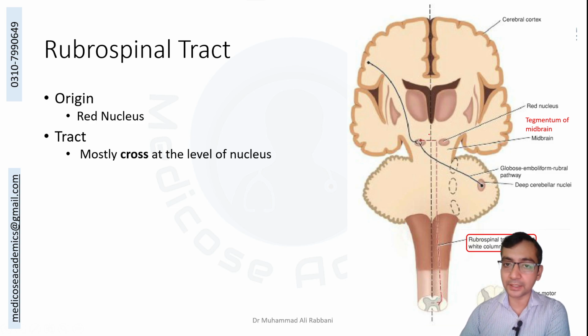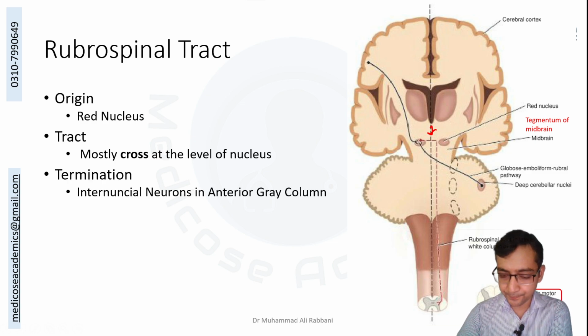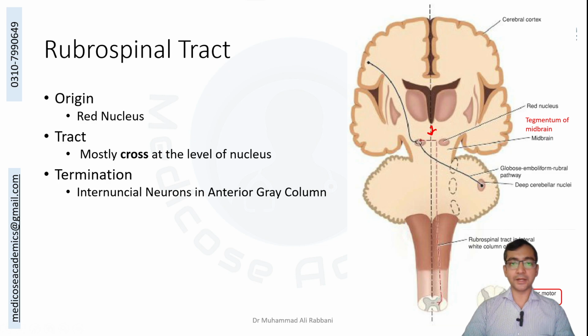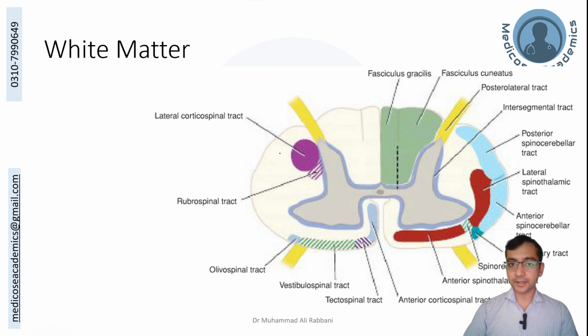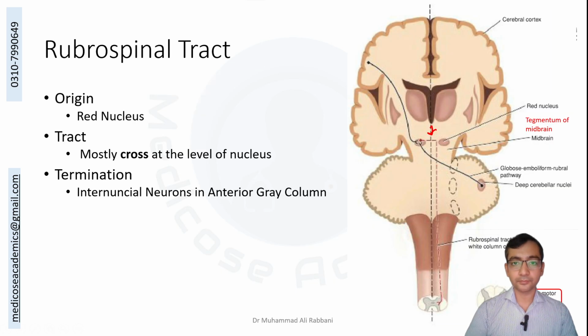It crosses the midline as seen here in the midbrain as it exits the red nucleus, and it travels down majorly in the lateral column, along with the corticospinal tract. Let me show you. It travels here with the corticospinal tract, and it moves down until it reaches the spinal cord at the point where it has to exert its influence.